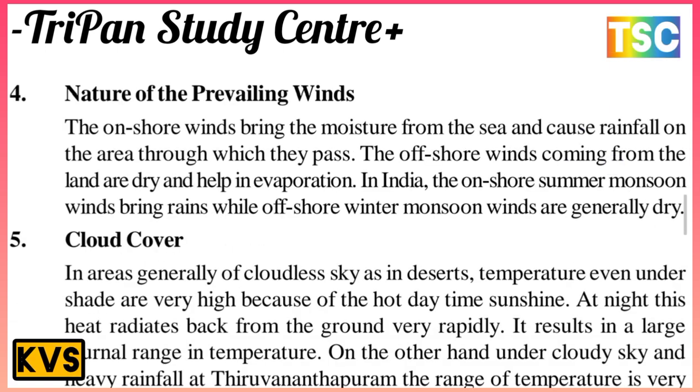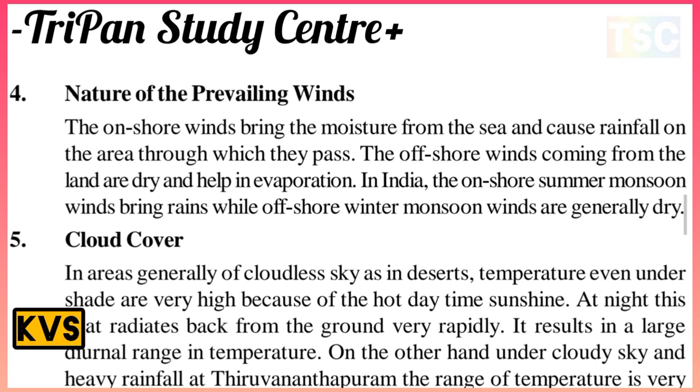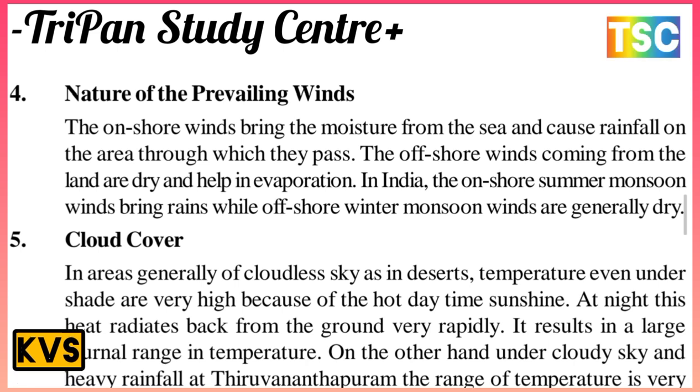The fourth point is the nature of prevailing winds. Onshore winds bring moisture from the sea and cause rainfall in the areas through which they pass. Offshore winds, coming from the land, are dry and help evaporation. In India, the onshore summer monsoon winds bring rain, while offshore winter monsoon winds are generally dry.